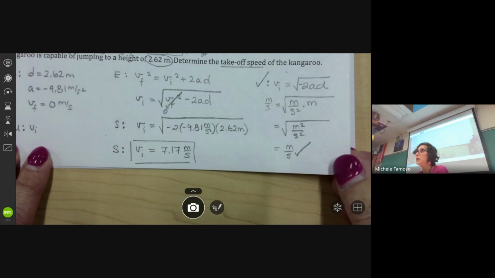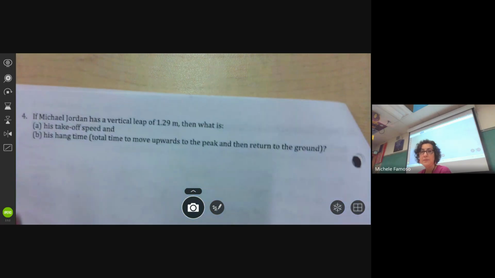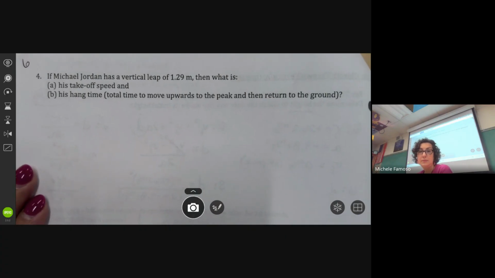Are we good with 3? All right, let's move on to question 4. Gavin, can you read number 4 for us, please? Michael Jordan has a vertical movement of 1.29 meters. What is A, his takeoff speed, and B, the total time, the hang time, going upwards and then returning back to the top. All right.